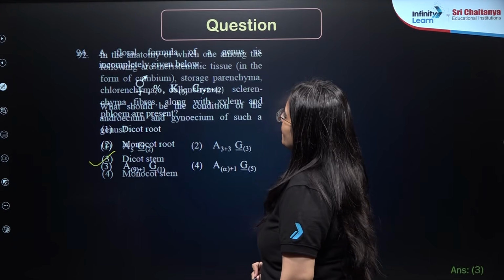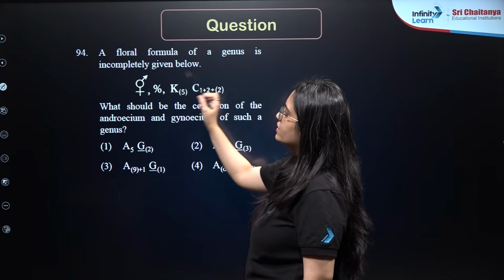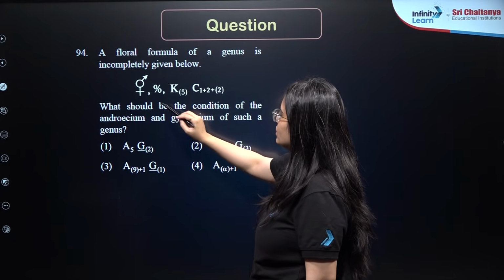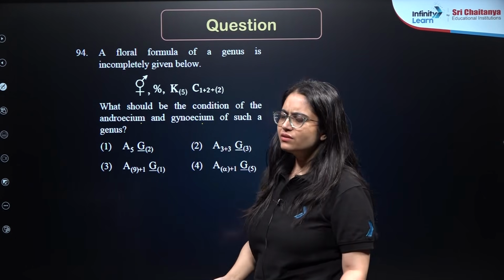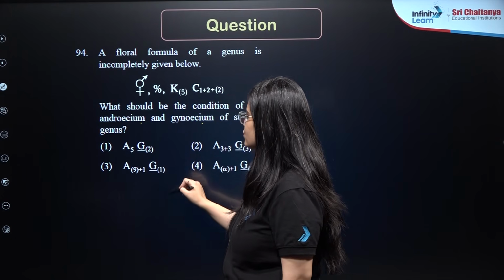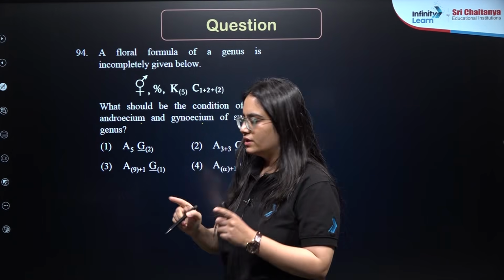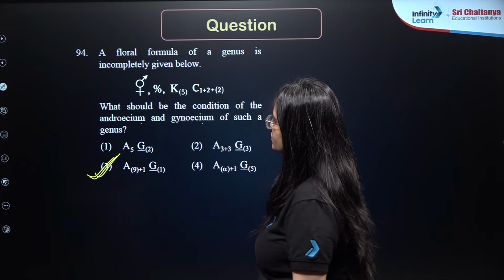Next. This is the floral formula of a genus. So if you see over here, it is for the pea plant. So here you are supposed to find out the androecium and gynoecium. Very simple, the androecium is going to be A(9)+1 and G1. So simple, the correct answer is 3, A(9)+1, G1.